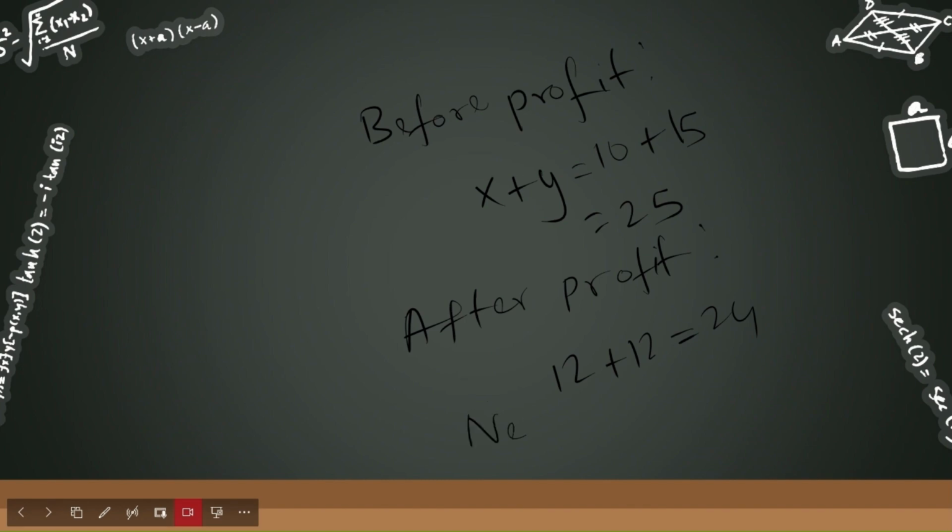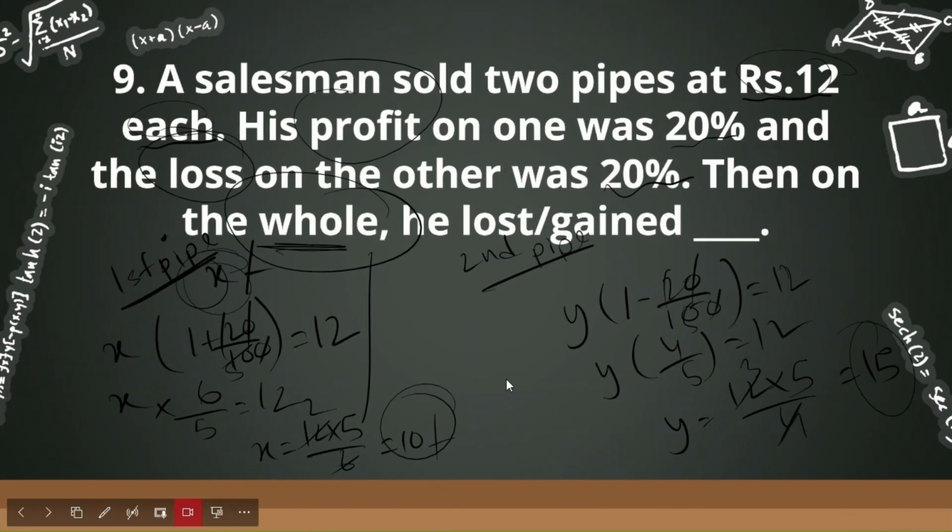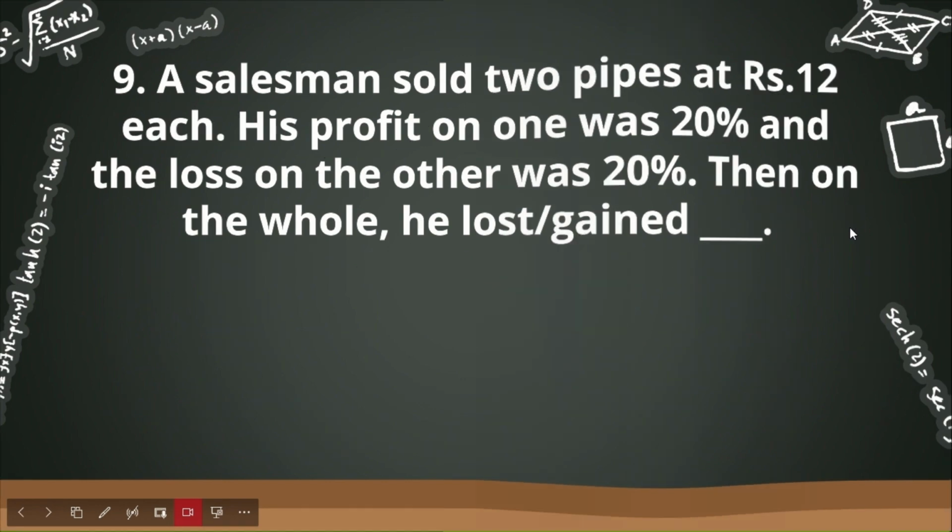Now the net loss here, it's a loss since before profit it was 25 and after profit it became 24. So the money reduced. So the net loss is 25 minus 24, that's 1 rupee. So the answer to this question is, on the whole, he lost 1 rupee. I hope this is clear. It was a very simple one. Let's move on to the next, and the final question for this video, question number 10.